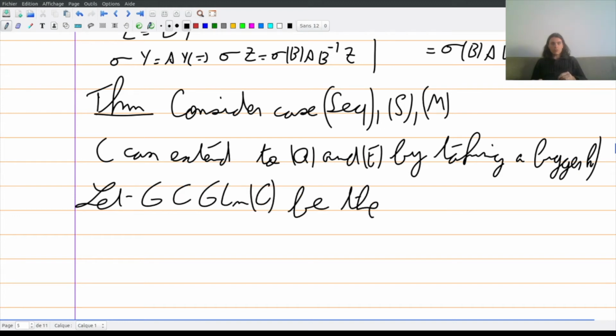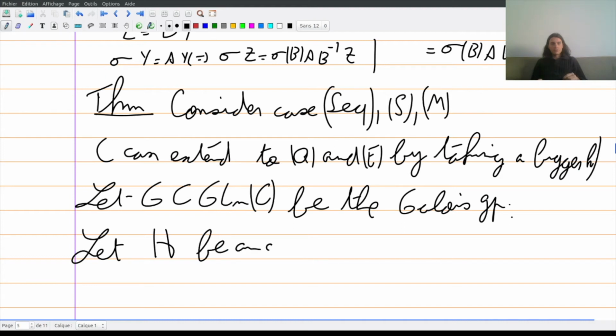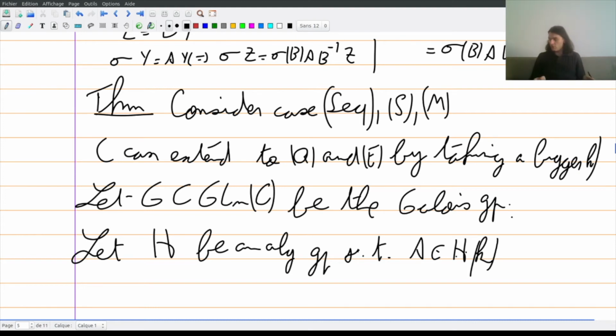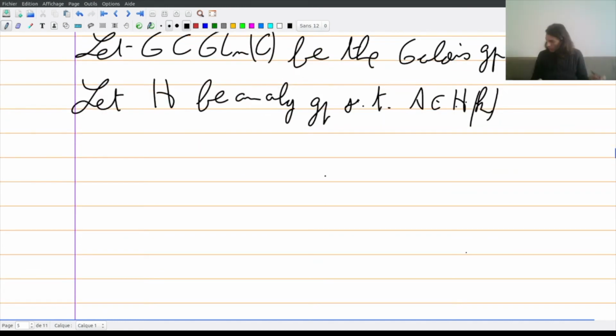So let G be the Galois group. Let H be an algebraic group such that the matrix A belongs to H of K. So this notation just means that you take the K point of H. So for instance, if H is SLn and K is C of z, you just say that A is a matrix having coefficients in C of z with determinant 1. Okay?